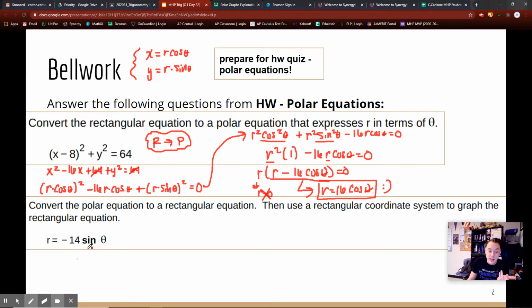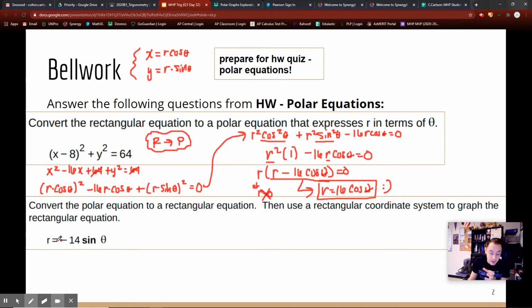So for instance, this one right here, since it's sine, and since this is 14, I'm just going to take half of that. I already know that it's going to be a circle with something with 7 and probably something mixing with my y coordinates because sine is y. So when I'm looking at this one, if I want to go from polar to rectangular, I'm now going to use similar formulas that I used up here, but not completely similar. In one sense, I'm going to basically manipulate this to get to my rectangular equation.